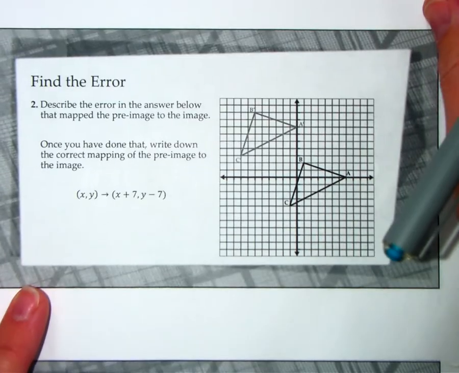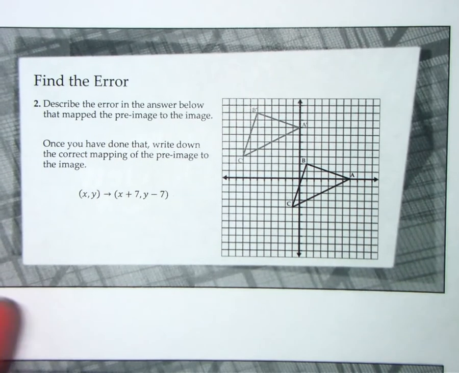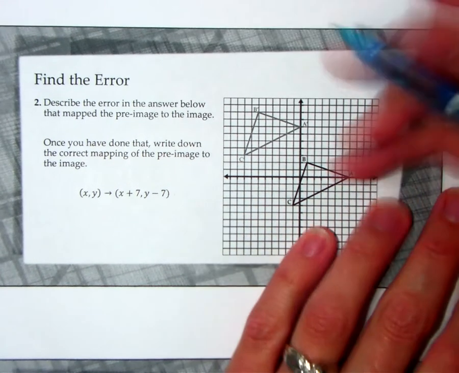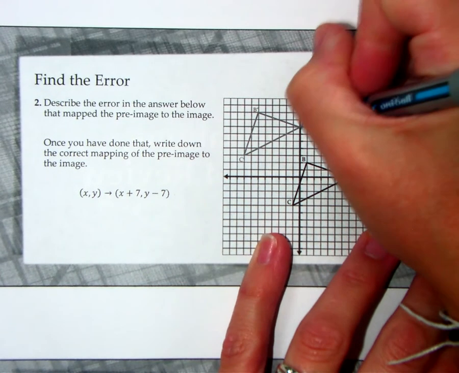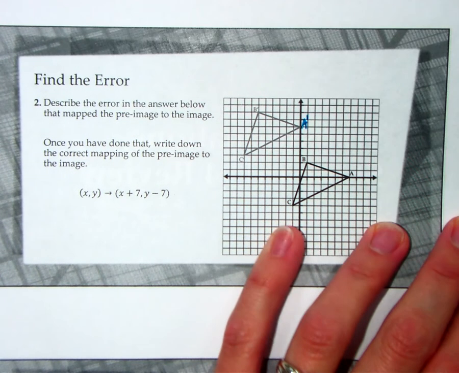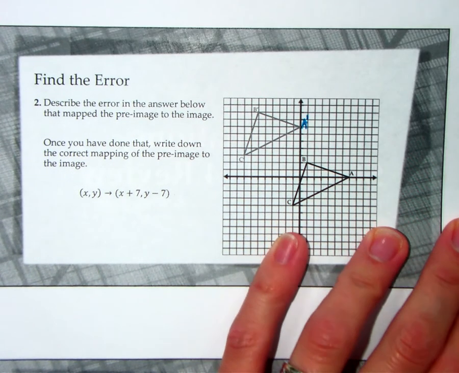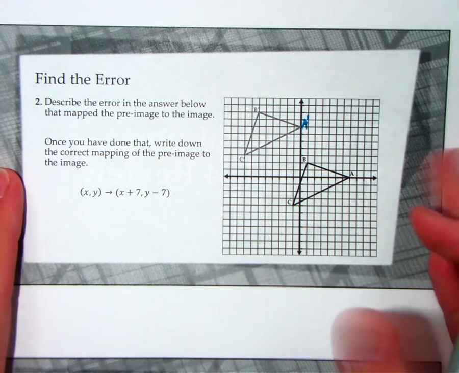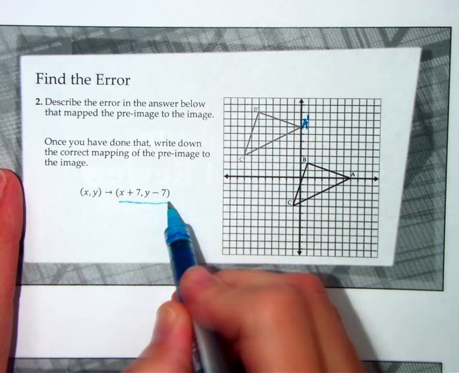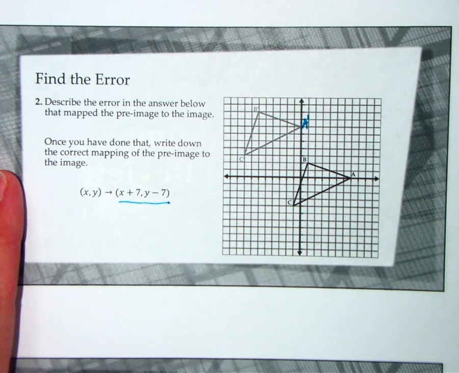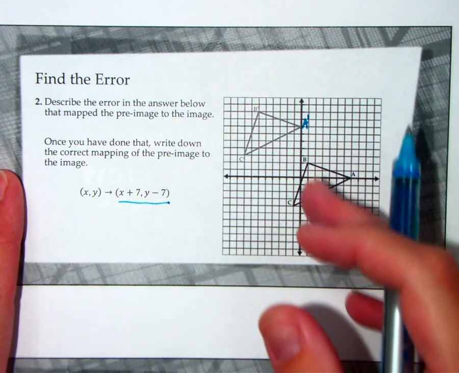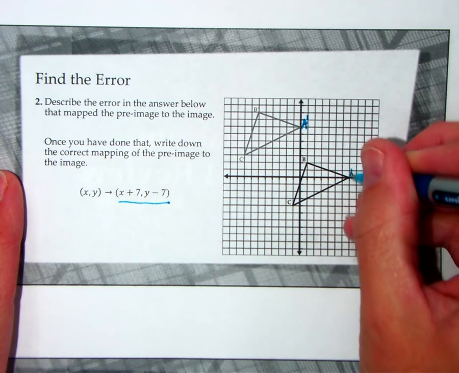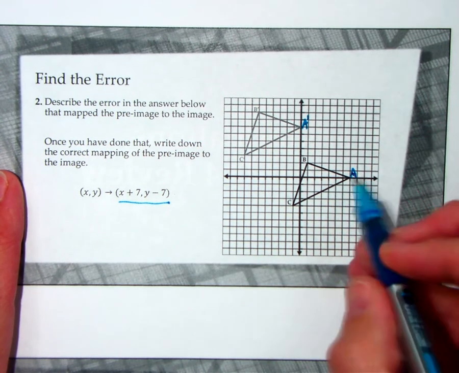The second one here is just kind of a preview of what the final is going to look like. This says A here, this says A prime, so we want to make sure that we know the difference. And it says find the error. So someone did this problem already. They were supposed to use this as their translation rule, but they ended up with this picture. So A is the pre-image. This is the starting point.